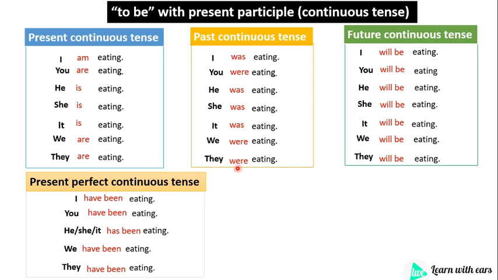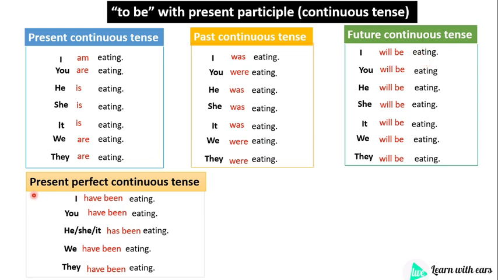In future continuous tense, we use will be. I will be, you will be, he will be, she will be, it will be, we will be, they will be. With all subjects, we use will be, and eating, the ing form. Eating or singing, dancing, speaking, any verb.